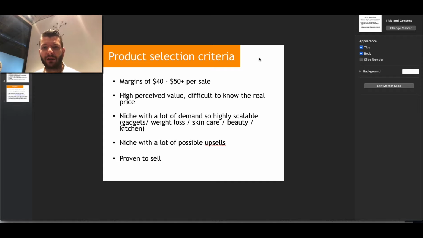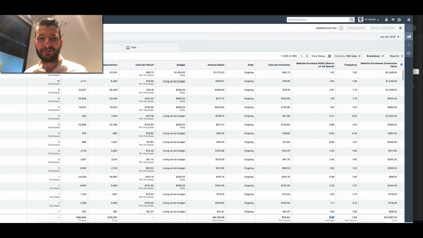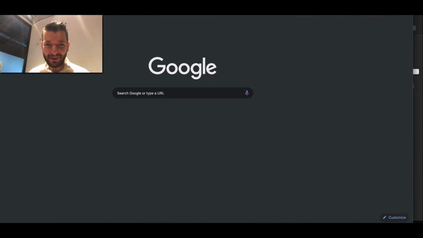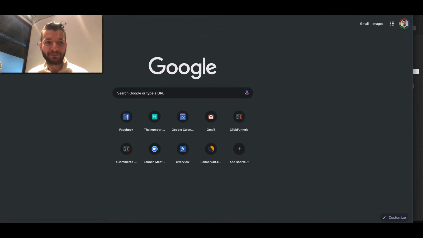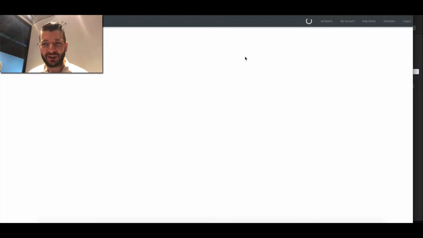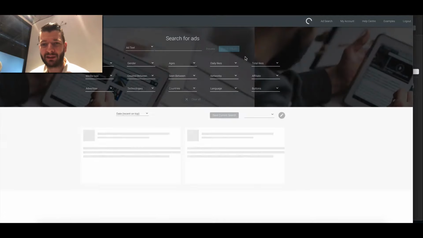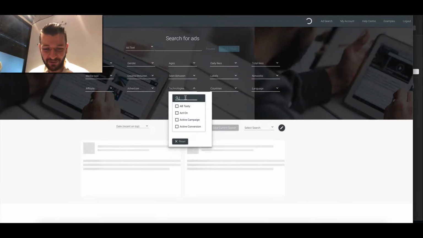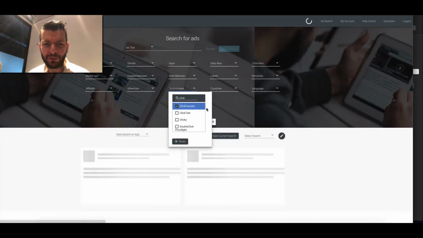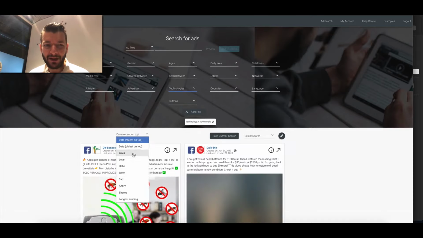So another product research criteria that you should use is high perceived value, right? So it's difficult for people to know the real price of the product, right? There was a product some time ago, so you might have seen this product. It was sold with ClickFunnels, and it was selling ridiculously well.